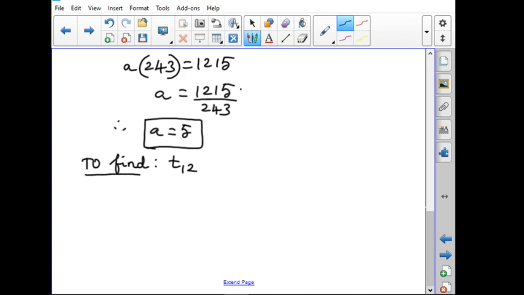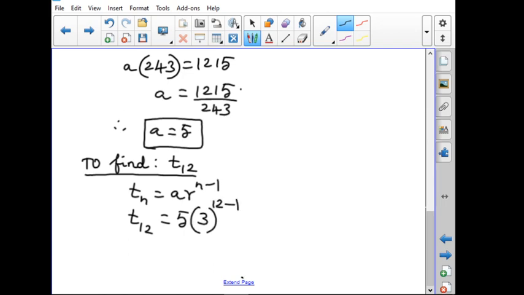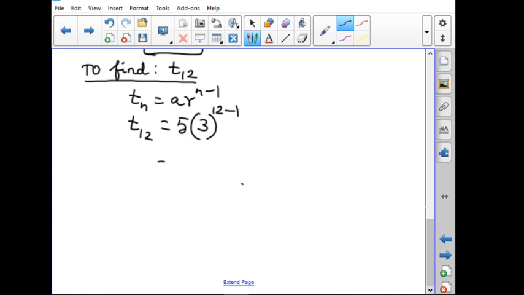12th term. Now we are going to find out the 12th term. We know the general term of a GP, Tn equal to a r power n minus 1. Here n is 12. So T12 equal to a, which is 5. Then what is r? R is 3. So 3 power n, that is 12 minus 1. So we are getting 5 into 3 power 11. Therefore T12 equal to 5 into 3 power 11.